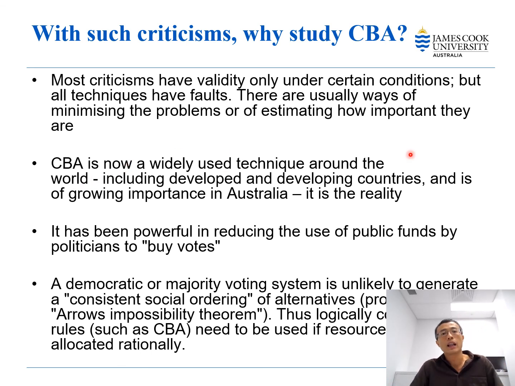And CBA now is a widely used technique around the world. And this is the reality. And it has been powerful in reducing the use of public funds by politicians to buy votes. And as we will see later in topic 2, a democratic or majority voting system is unlikely to generate a consistent social ordering of alternatives. And this is called Arrow's impossibility theorem.